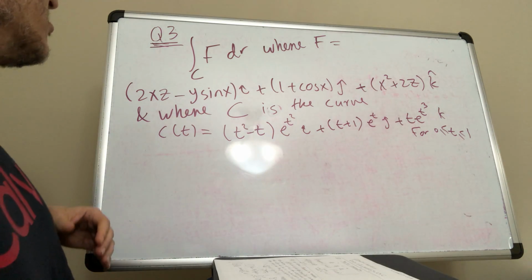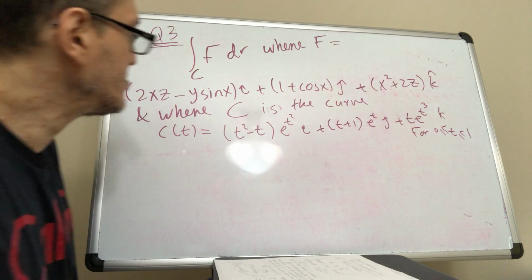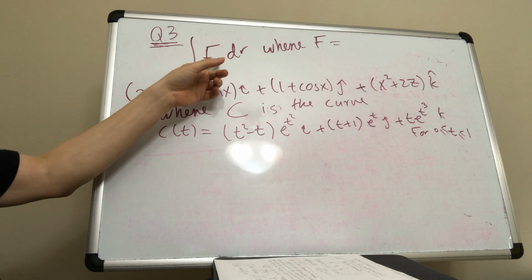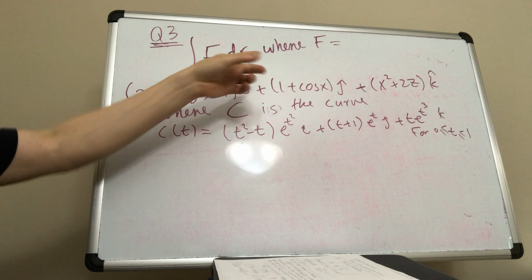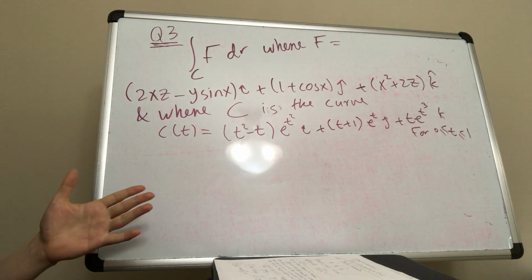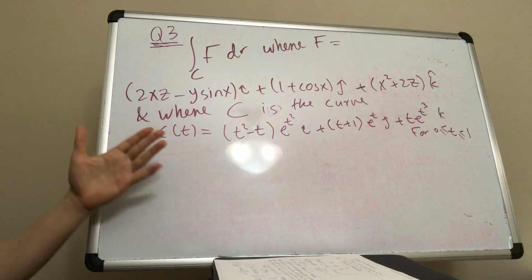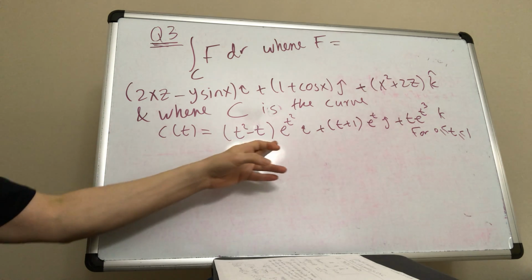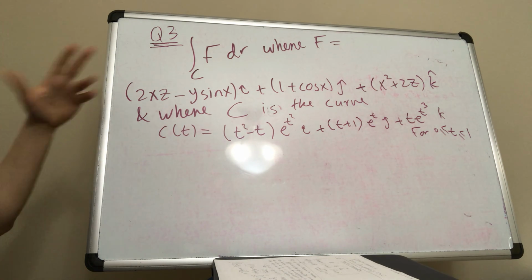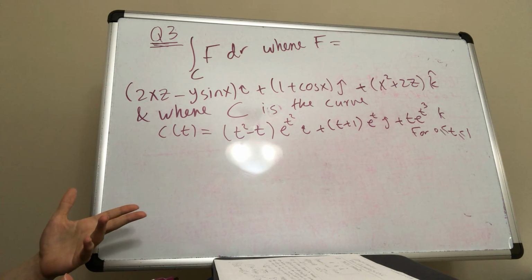Okay, so this is question 3. You're trying to evaluate this integral of F dot dr, where F is this, and C is the curve, and they give you the curve. Now, first of all, if you see this question to integrate, and you see that the curve is very complicated like this, first of all, you need to test if it's conservative or not.